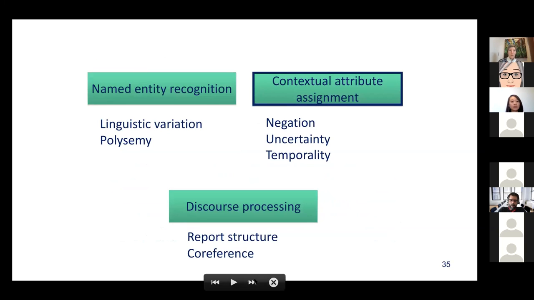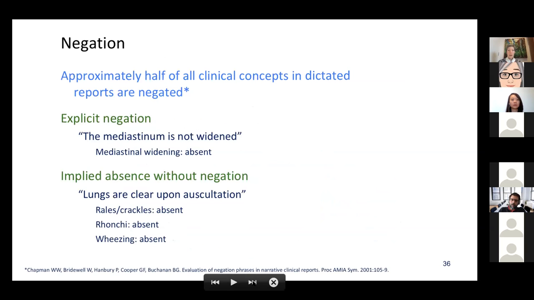Okay, so those are things you have to think about when you're designing your named entity recognizer. The next part is, okay, I've identified my mentions of fever, for example, and now I need to look at the context. So negation is extremely important. A very early study when I was a postdoc, we showed that about half of all the clinical concepts in the reports are negated. And in radiology, it's closer to 2/3. So you have to be able to differentiate those that are negated from those that are affirmed.